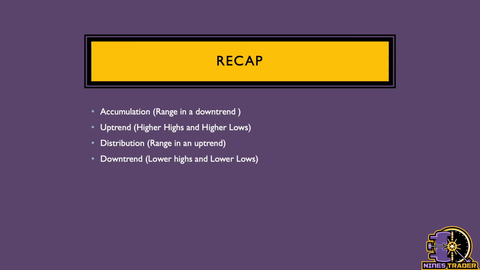So to recap, we talked about the 4 stages of the market. The accumulation phase occurs when price is within a range after a downtrend. An uptrend is associated with higher highs and higher lows, and the distribution stage occurs when price is within a range after an uptrend. And finally, a downtrend is associated with lower highs and lower lows.